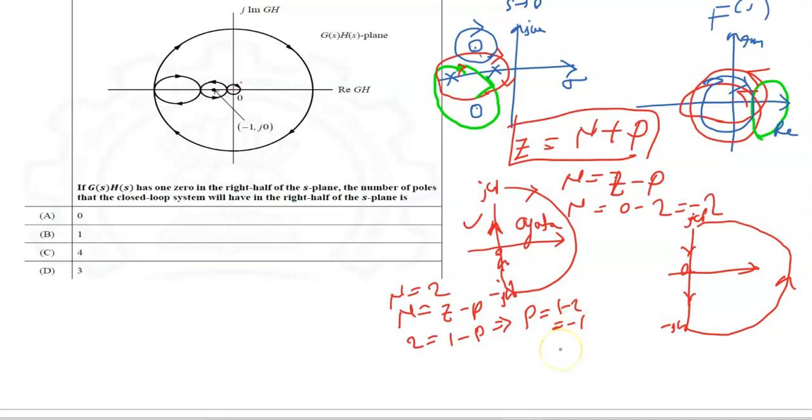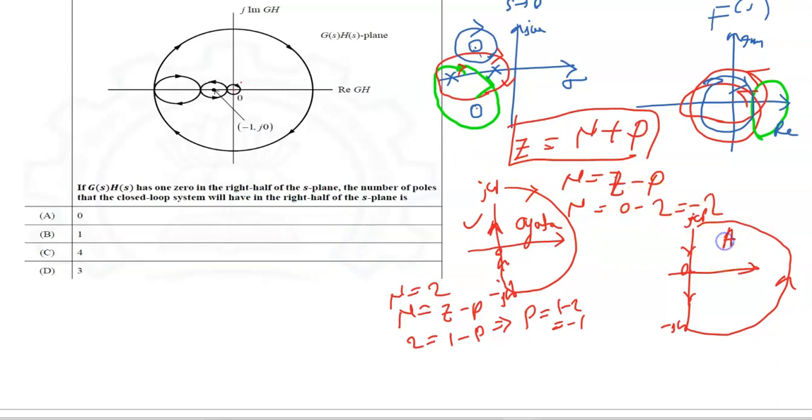How can the pole of a rational transfer function be negative? I mean, a negative number of poles. Poles can be negative, but a negative number of poles? There is 1 pole, 2 poles, no pole, but minus 1 pole? It's not possible.